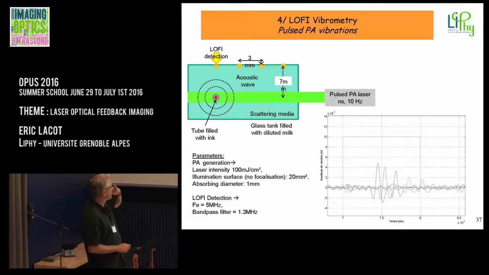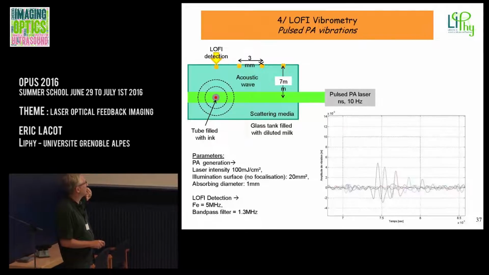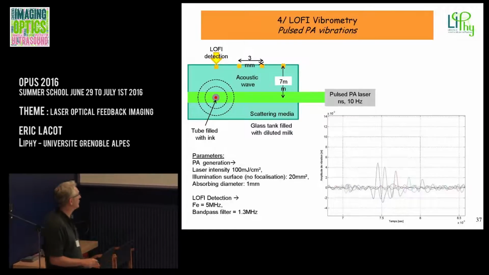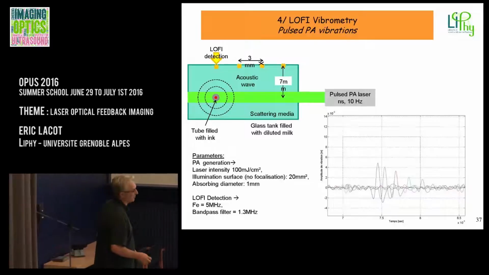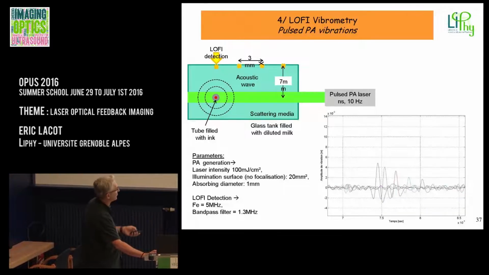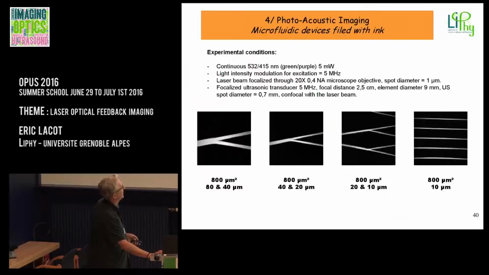The experimental conditions are the following. The laser intensity is 100 millijoules per square centimeter, no focalization. The absorbing media diameter is 1 millimeter, and for the LOFI detection, the frequency shift is 5 MHz, and the bandwidth for the vibration detection is 1.3 MHz. So it is possible to detect small amplitude of vibration generated by photoacoustic effect with our LOFI setup, in fact.